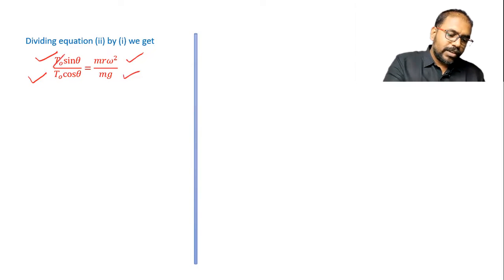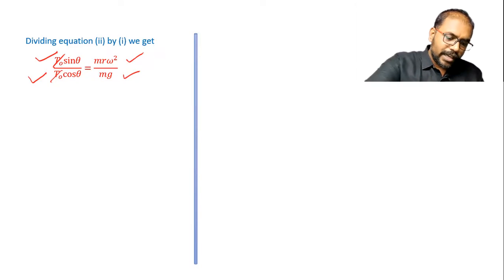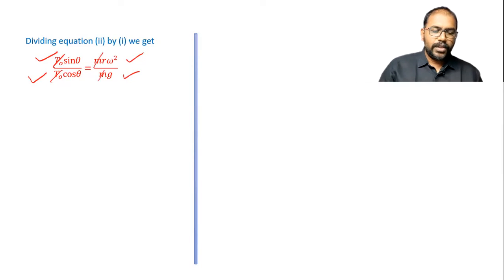Now here T0 gets cancelled. We get sin by cos on the left hand side. On the right hand side, m gets cancelled. So sin by cos is tan. So tan theta is equal to r omega square by g, we can write.